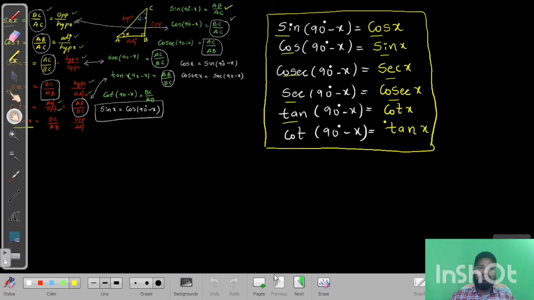Don't get confused, it is very easy. Apply one simple logic that we learned in the previous class. These are the ratios for complementary angles: sin 90 minus x equals cos x, cos 90 minus x equals sin x, cosec 90 minus x equals sec x, sec 90 minus x equals cosec x, tan 90 minus x equals cot x, cot 90 minus x equals tan x. Just apply these formulas and you will solve the problems. We will start with the first problem.